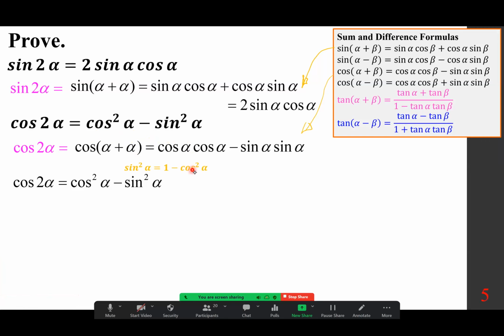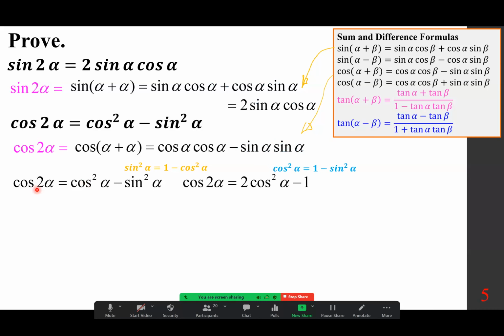Since sine squared plus cosine squared add up to 1, we can say sine squared is 1 minus cosine squared. So if we replace this with 1 minus cosine squared, or if we replace the cosine squared with 1 minus sine squared, we end up with the following.